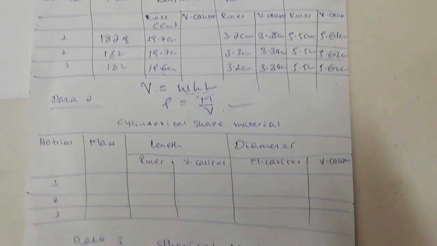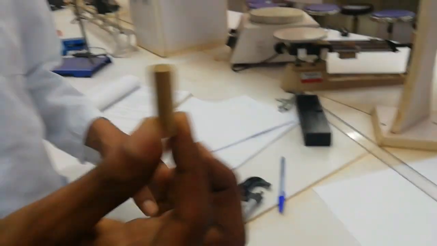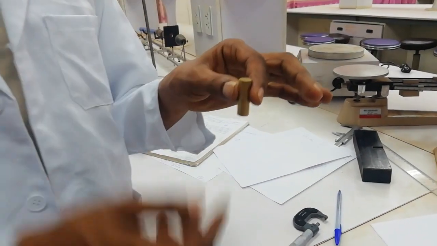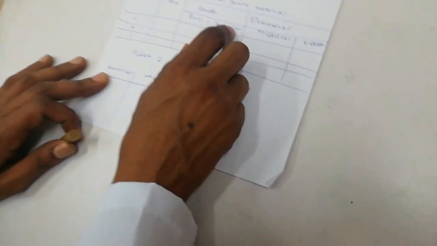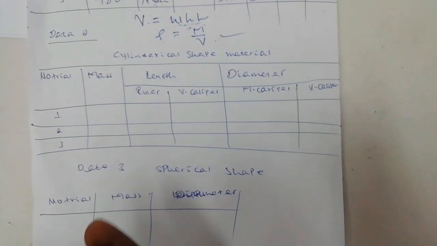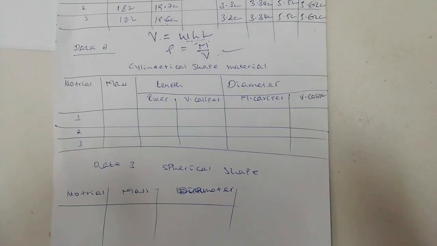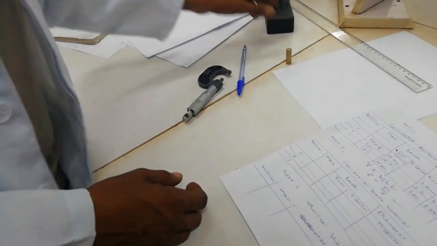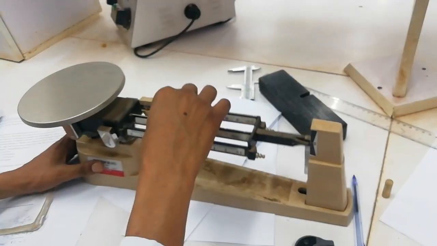When you proceed to cylindrical shaped materials, these are materials that have lengths and widths. To measure the lengths and widths, we use a ruler and the vernier caliper. The mass of this particle, you simply put on the beam balance, and you measure the mass of these materials. So here we have the beam balance. Then we proceed with this.